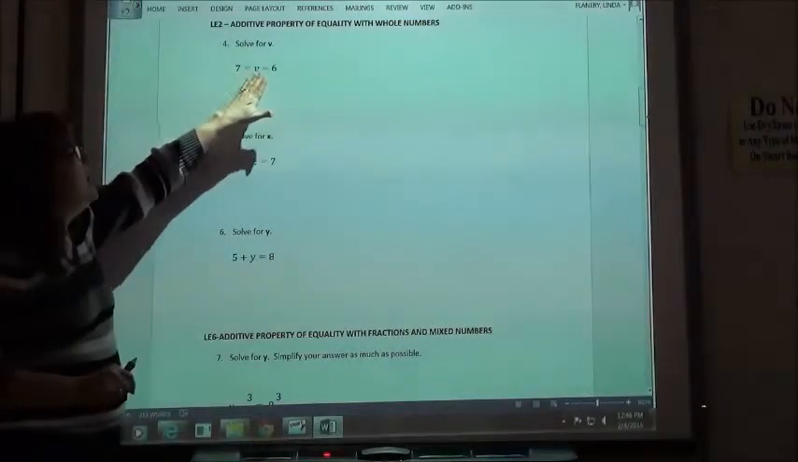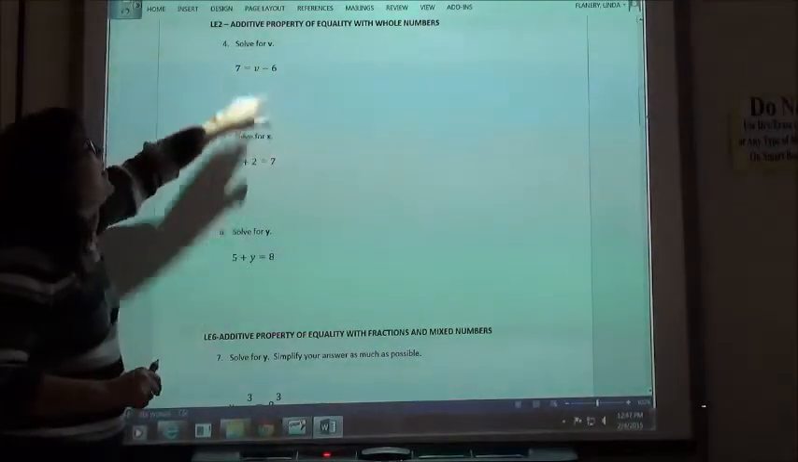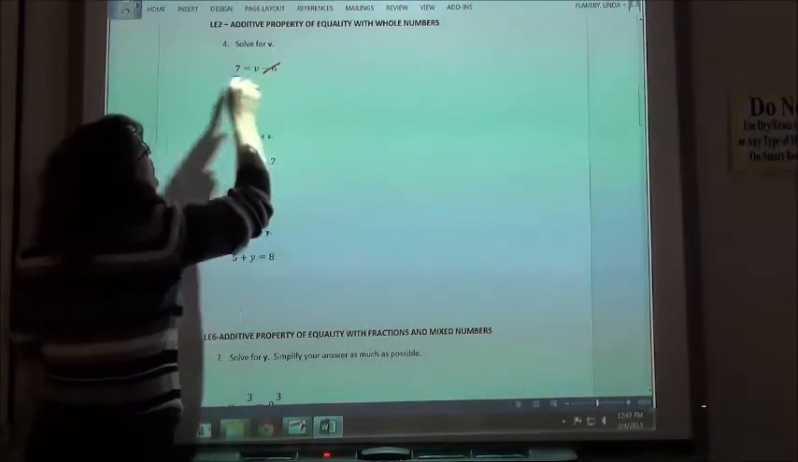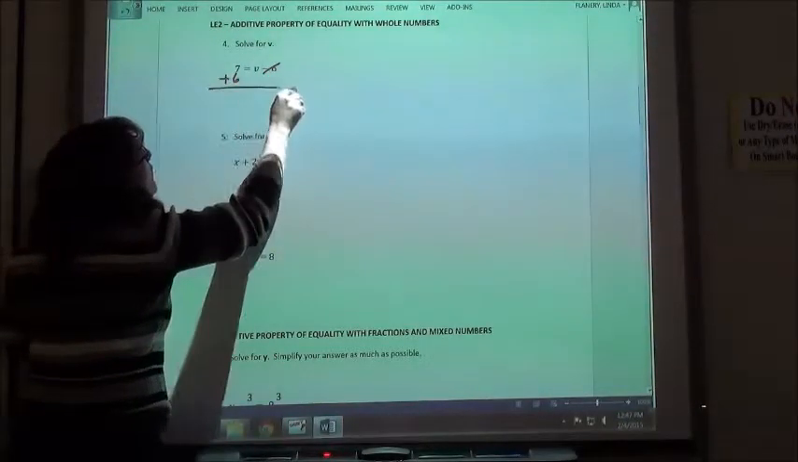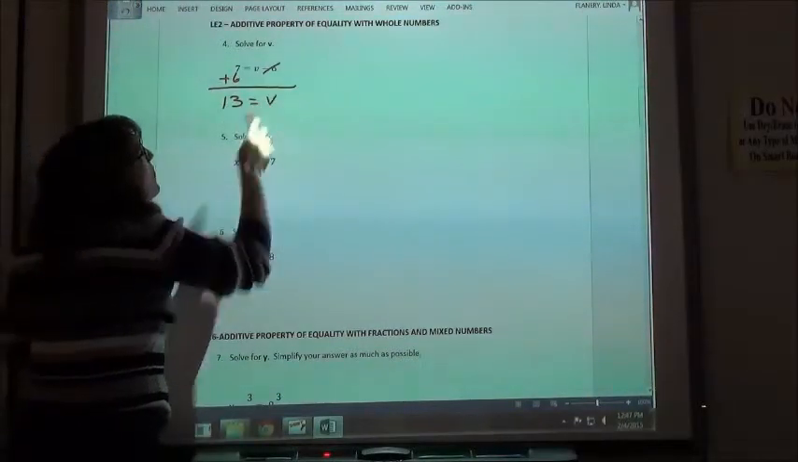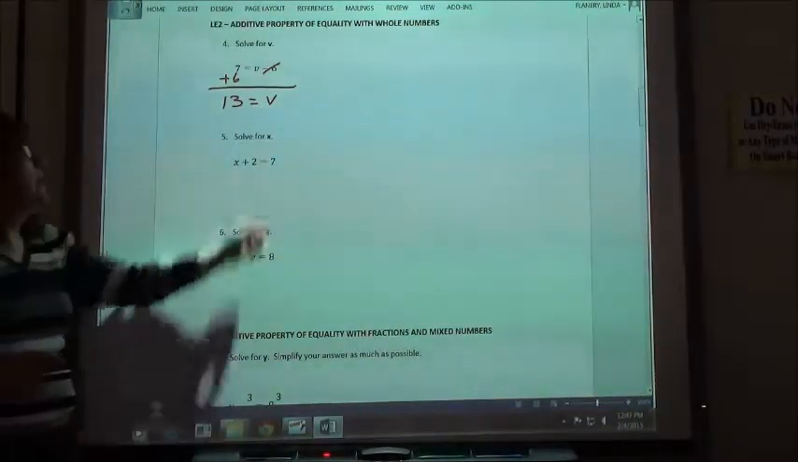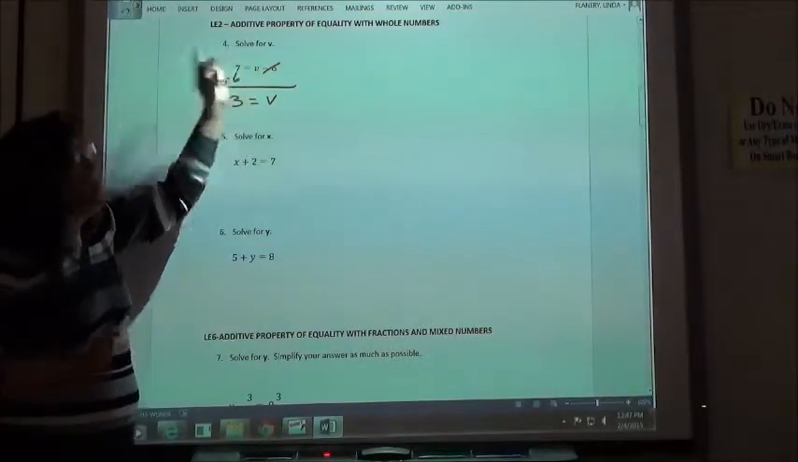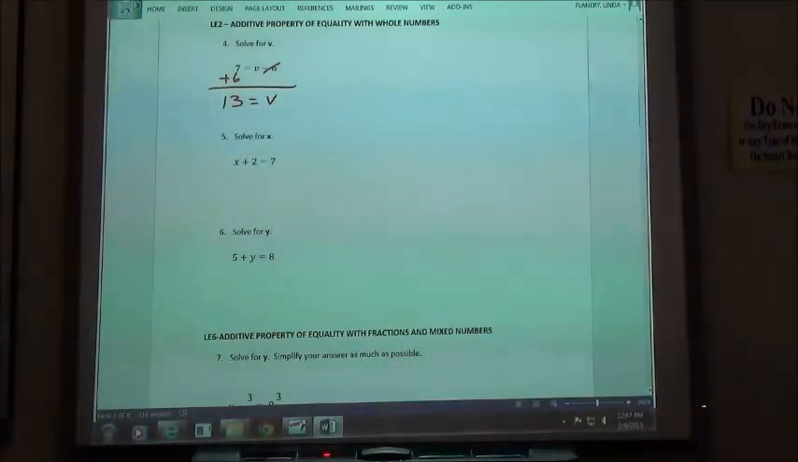If I have v minus 6 equals 7, I would want to move my 6 over to the other side. Since it's a minus 6, we're going to add the 6 to move it over. 7 plus 6 gives me 13 for my value for v. If I was going to check that, 13 minus 6, sure enough, is equal to 7. Yes, that makes sense. So on number 5, if I want to solve that for x, what should I do?